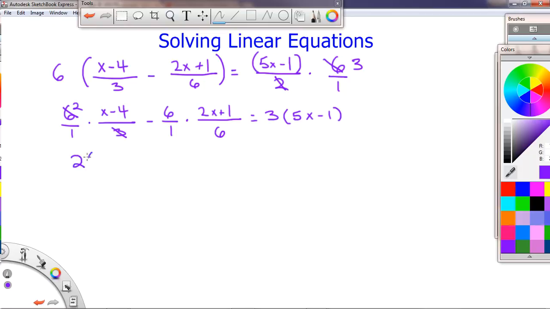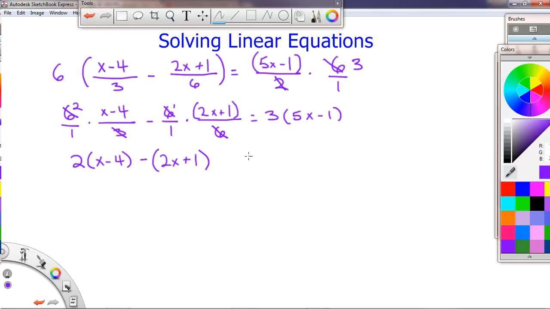So 2 times parentheses x minus 4 minus, well, let's see what we have here. That cancels, I'm left with a 1, but this is in parentheses. So I'm actually going to have to distribute this negative sign, okay? That's very important. If you don't distribute this negative sign, you'll get a wrong answer. In fact, I kind of wish I did a different problem where this didn't completely cancel out. That way I'd have something to distribute.